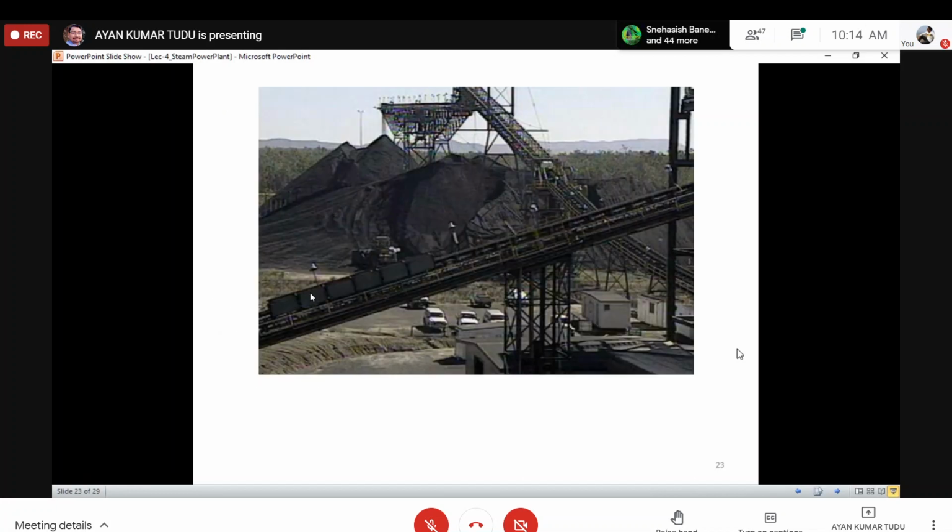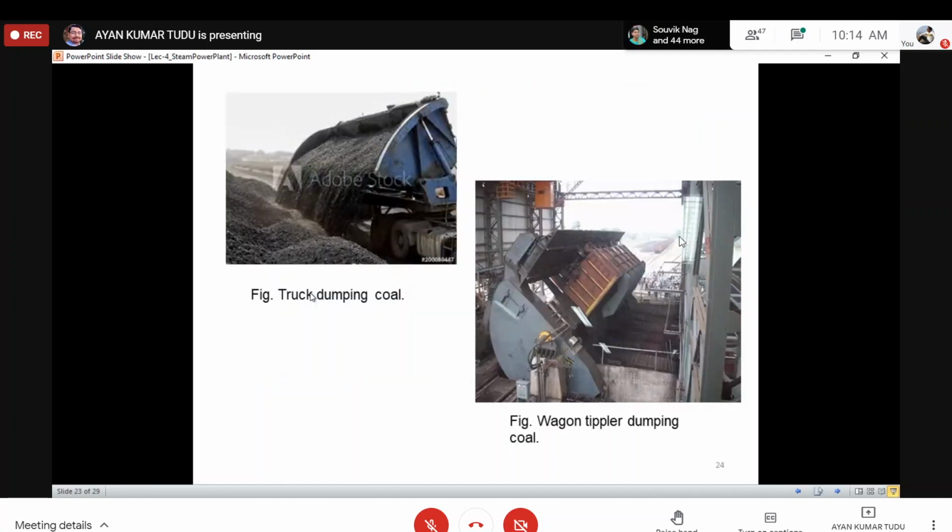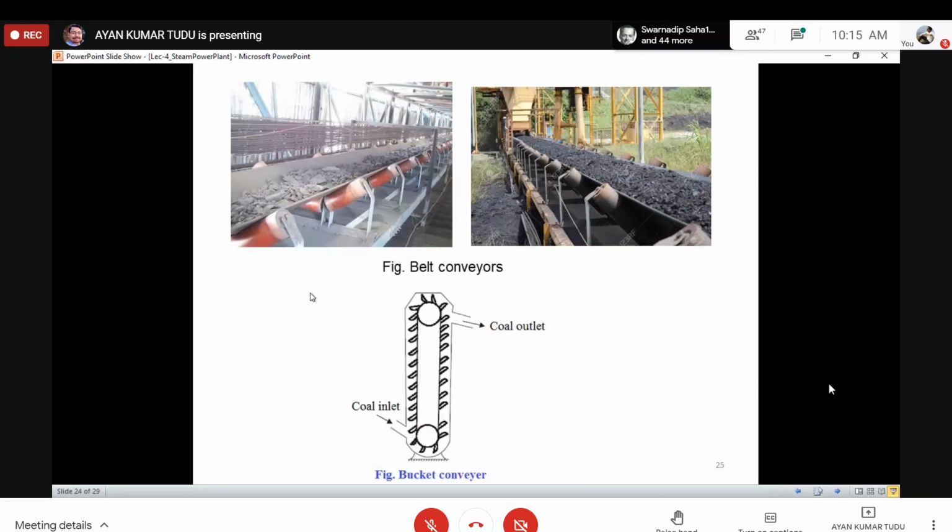As you can see here, this is the outdoor dead storage that we are talking about. Okay. So here the truck is dumping the coal, or we have wagon tipplers. Then we have these belt conveyors. See, the sizing has occurred, and after that we are taking this using these belt conveyors or bucket conveyors.